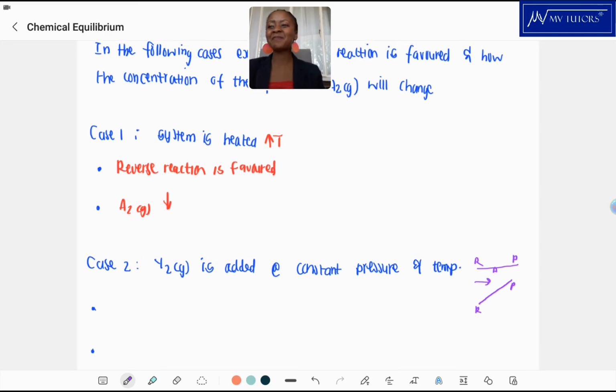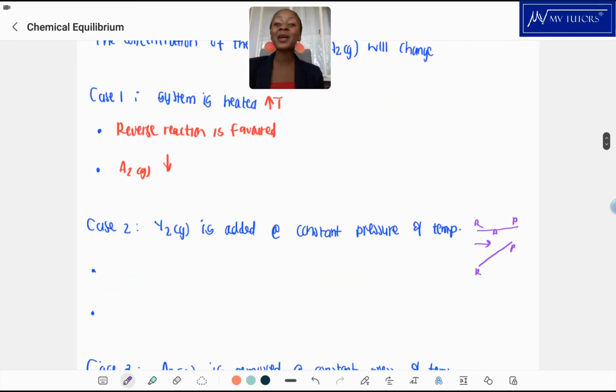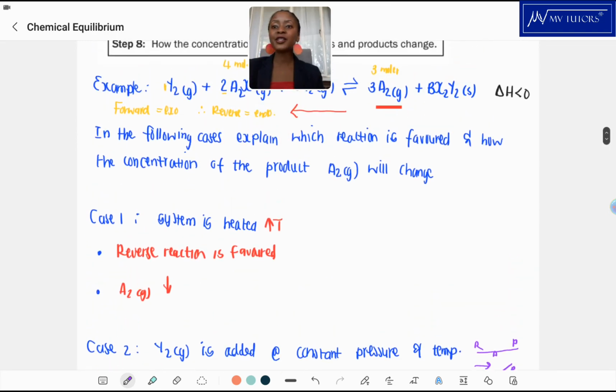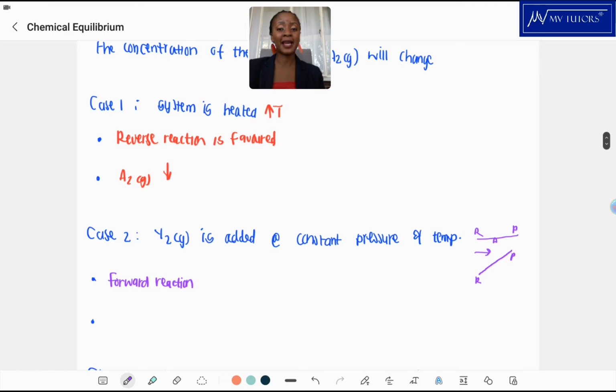Which reaction is favored? The forward reaction is favored. And what will happen to A2 in this case? Well, A2 is on the product side, so it has to increase. I hope it's making sense.